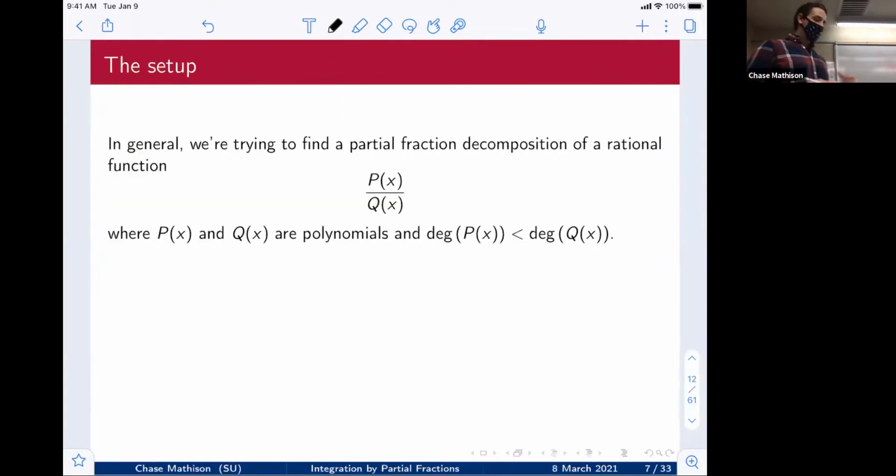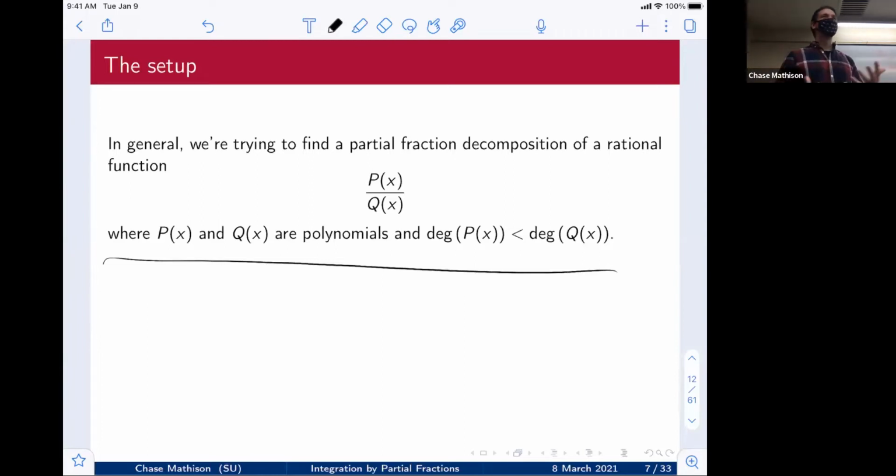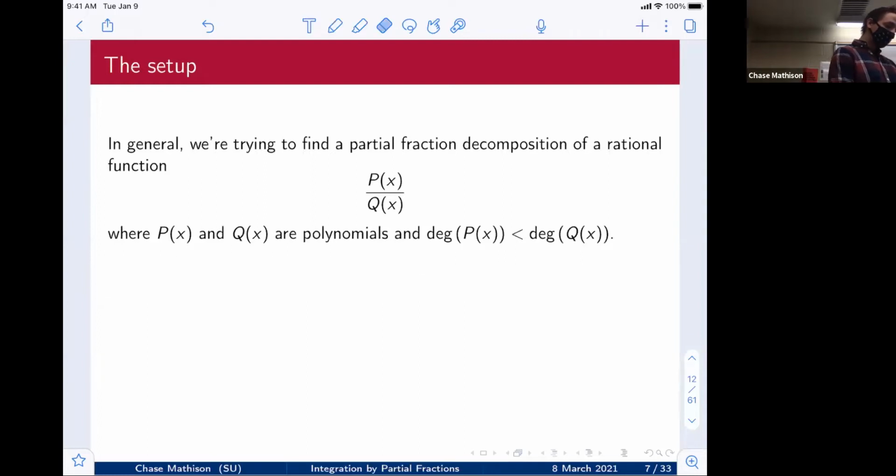Okay, so in general, today we're trying to find a partial fraction decomposition of a rational function. Someone tell me what a rational function is. I have it right here. It's p of x over q of x, where p and q are polynomials, right? Polynomials in particular, where the degree of p of x is less than the degree of q of x.